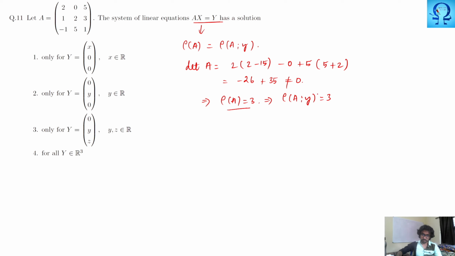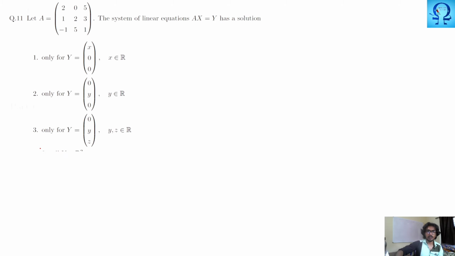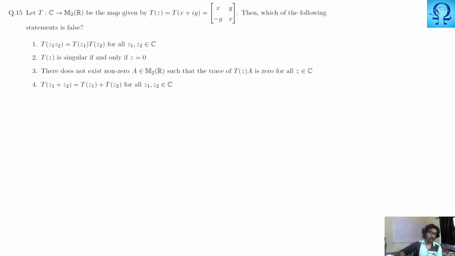When you include Y and form the augmented matrix that will have 4 columns, the maximum rank can only be 3. Since A has 3 linearly independent columns, rank of AY should be equal to 3. So no matter what Y you choose, your system will have a solution. So option 4. Right? Okay.